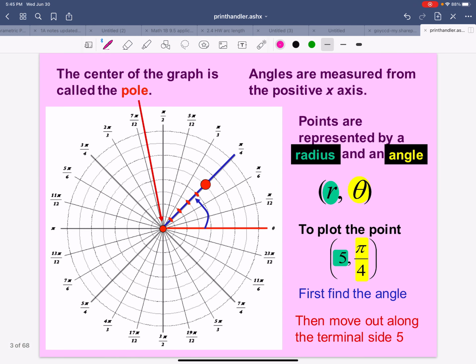Let's see some examples. The center is called the pole. Angles are measured from the positive x-axis. So r is the radius, theta is the angle.